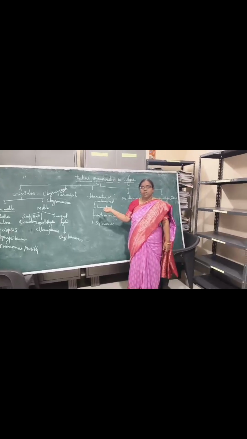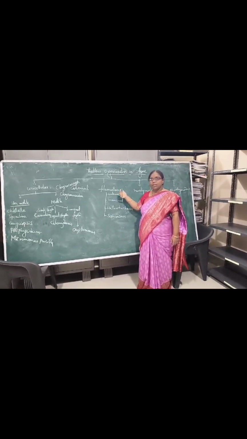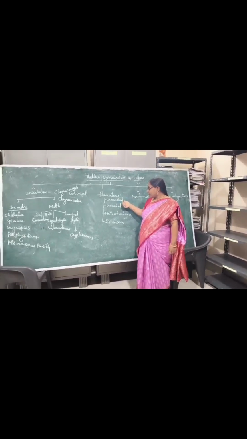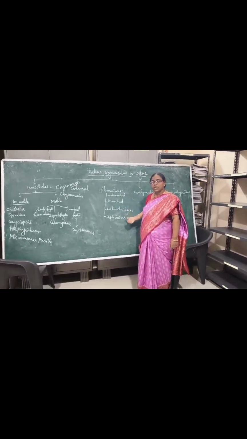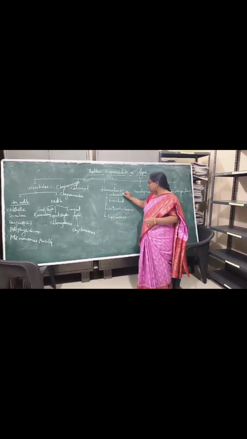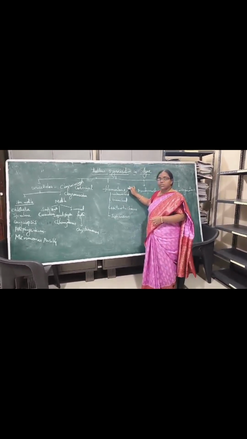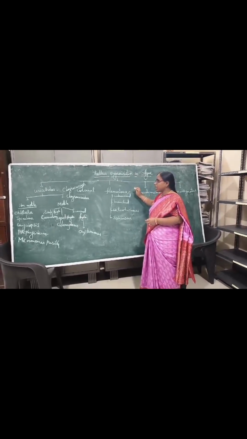Okay, so we will see the filamentous forms of thallus. Here in filamentous forms, generally unbranched forms are there, branched forms are there, heterotrichous forms are there, siphonous forms are there. We will see one by one. So first of all, unbranched forms. In this unbranched form, generally the thallus is not having any branches.